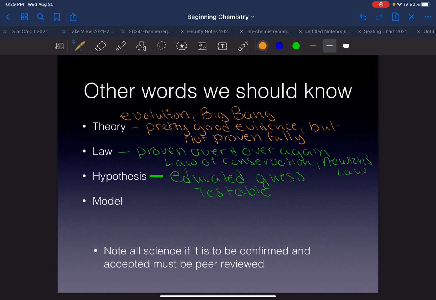The other one is a model, and these can be images, these can be 3D structures. They are items to help us visualize. They have fallacies with them. They are not perfect, but they are just strictly there to help us visualize a concept that we find to be challenging.